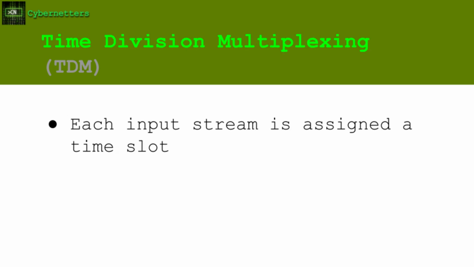The next type of division multiplexing is time division multiplexing, also known as TDM. Imagine a rotating restaurant where each table gets a slice of time to look out of the window. TDM is similar to that, where each input stream is assigned a time slot and data can go through that time slot only, just like how each table gets its own time to see the scenery outside of the window.